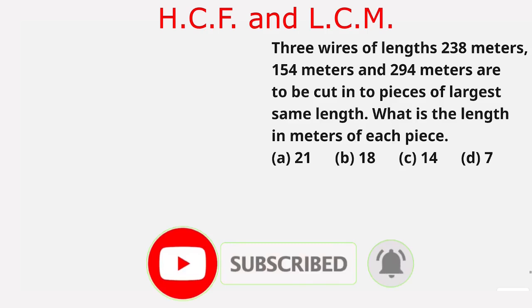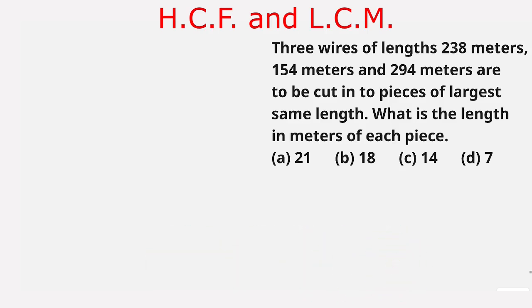For finding the largest same length, we have to find the HCF of given lengths of wires. We will find the highest common factor by a shortcut method. We write all these given lengths in ascending order: 154, 238 and 294.